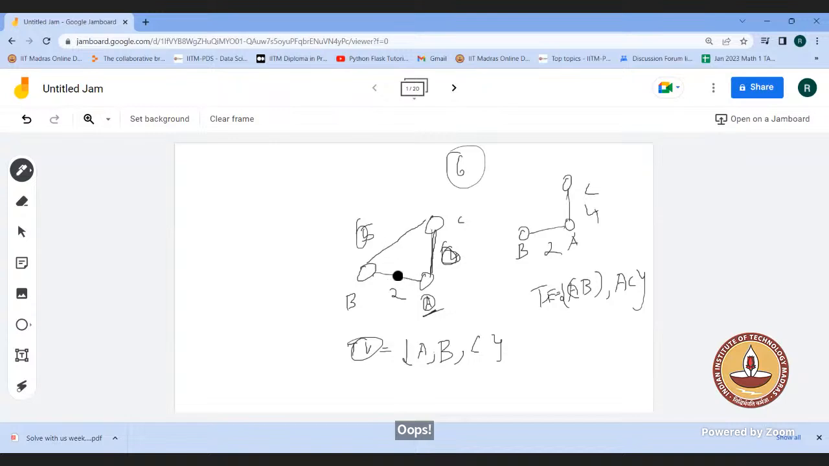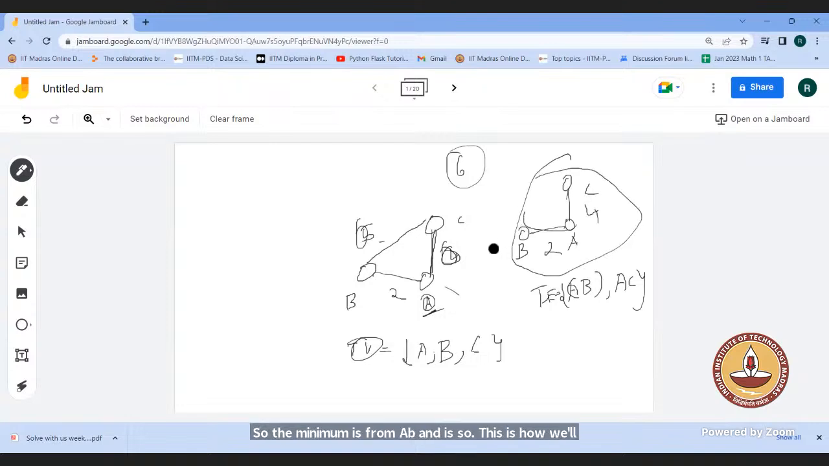You can also take AB and BC, but that cost will be 7. And you can also take AC and BC, which will be 9. But we want the minimum, so the minimum is from AB and AC. So this is how we'll use Prim's algorithm. We'll start from the source vertex and then find the minimum distance.